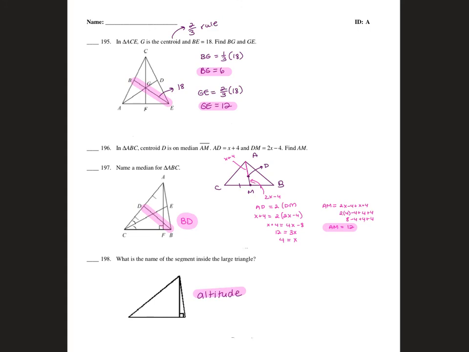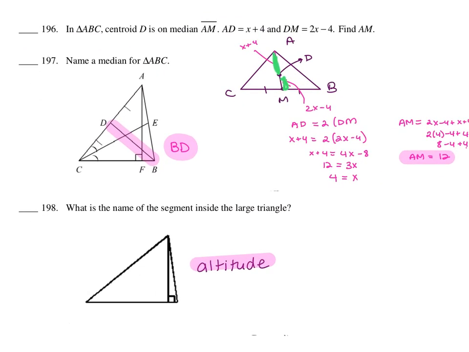196, if it's on the median, then those two would be equal to each other. No, sorry, it gave you AD, so you had to draw this one. It gave you AD, and it gave you DM, so 2 times DM would equal AD. 197 said name a median. So be prepared to have this word be altitude or perpendicular bisector or angle bisector, and you'd have to be able to identify it from your figure. 198, what's that? That's called an altitude.